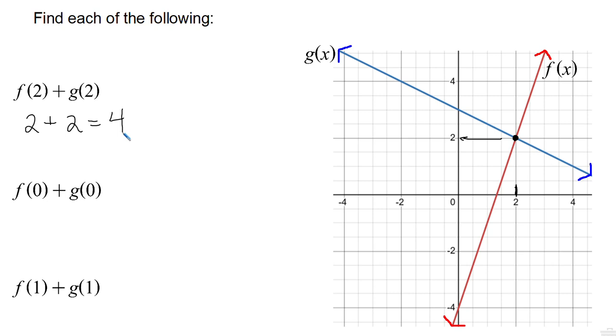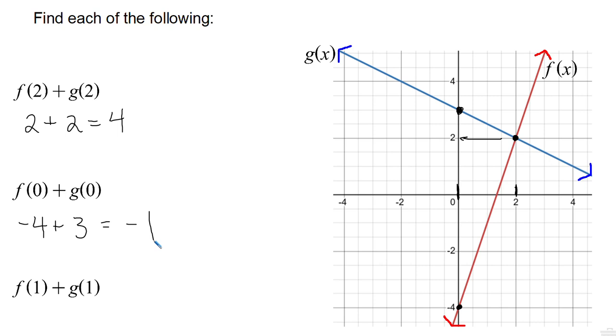If I want f of 0 plus g of 0, I just go to where f of x hits the y-axis when x is 0, that'd be negative 4. And the same for g of x. I look at it at its x value of 0. So I have negative 4 for f of 0, plus 3 for g of 0. Negative 4 plus 3 is negative 1.